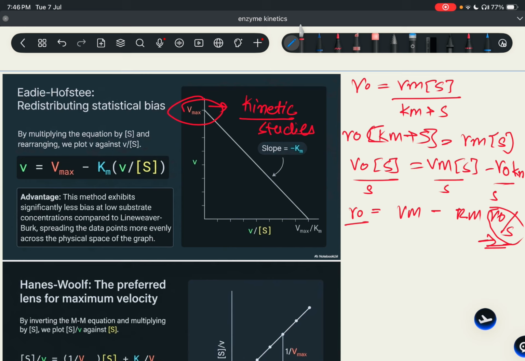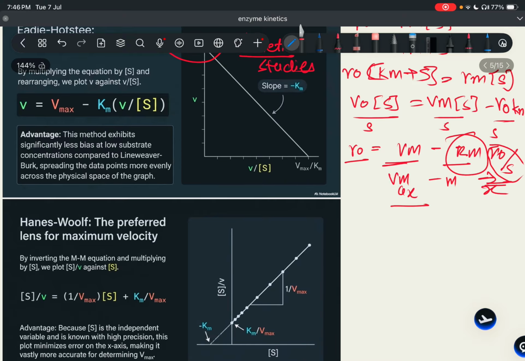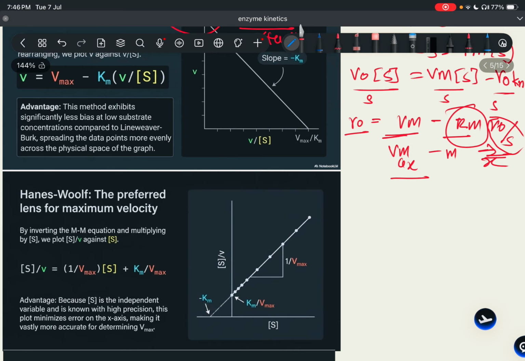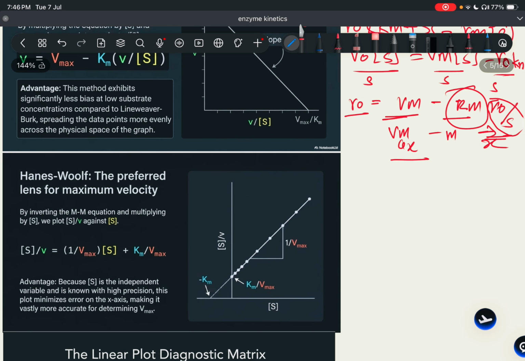So what is the slope? Minus Km. What is your intercept? Vmax. Vmax being the intercept. So that's important. Henceforth, this is one of the most preferred for calculating Vmax because we try to reduce the dependency on substrate as much as possible. We are trying to reduce it. So let's see.